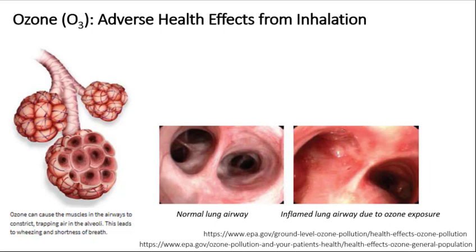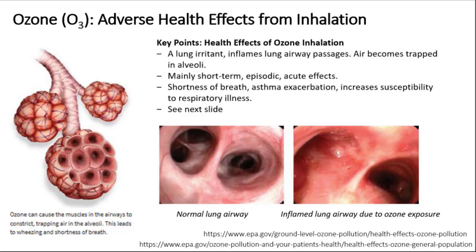The images on this graphic illustrate this. On the left is a visual of air passages terminating at alveoli, with some explanatory notes beneath. On the right are photographs of a normal versus inflamed lung airway, the latter due to ozone exposure. Notice how restricted air passages are on the right image compared to the normal image on the left. Key summarizing points are provided here and on the next slide.